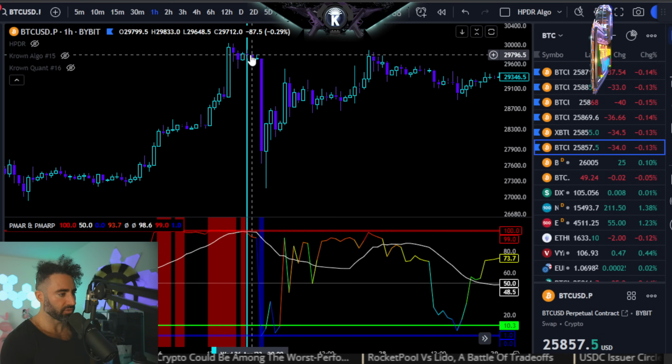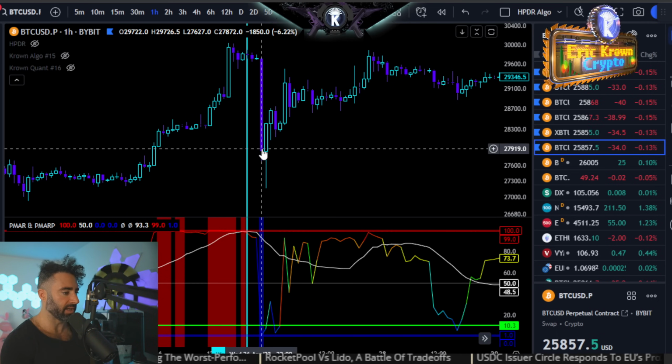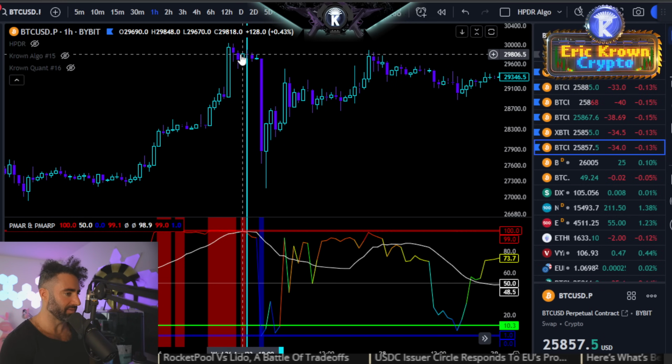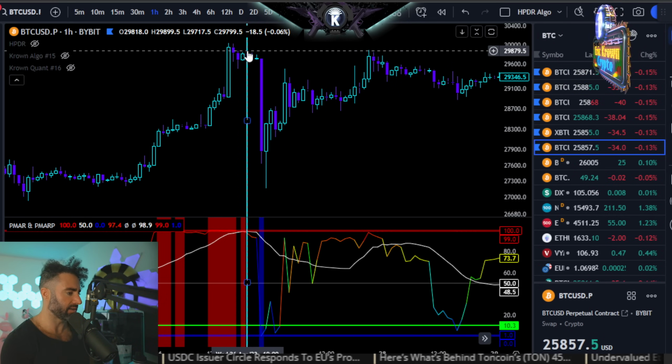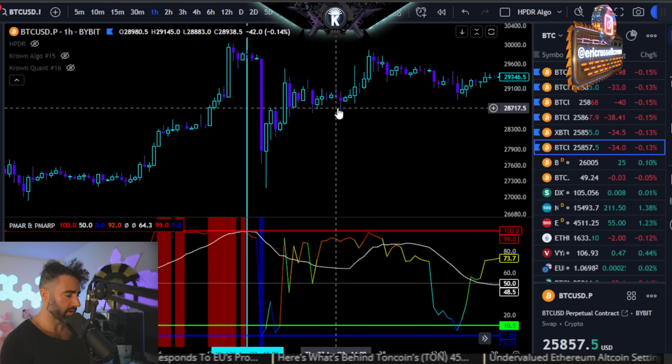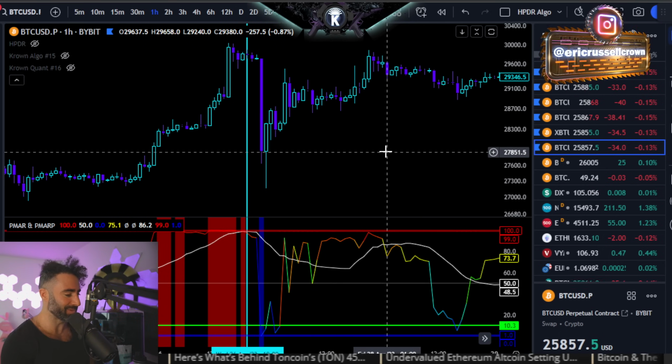And what do you know? Soon after that, Bitcoin dumps to all hell. How big was this move? This was from about 29.8 all the way down to 27.9. So yeah, not bad. Rather quick move right there, and then it regains itself, of course.